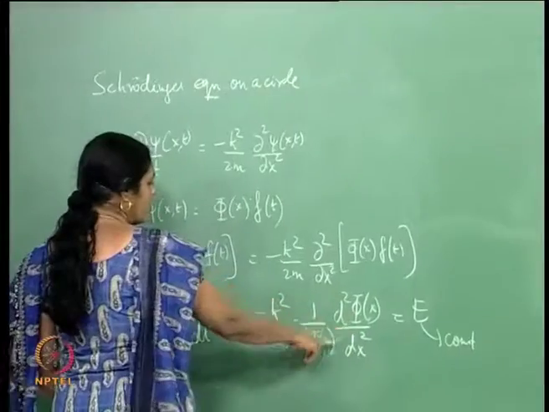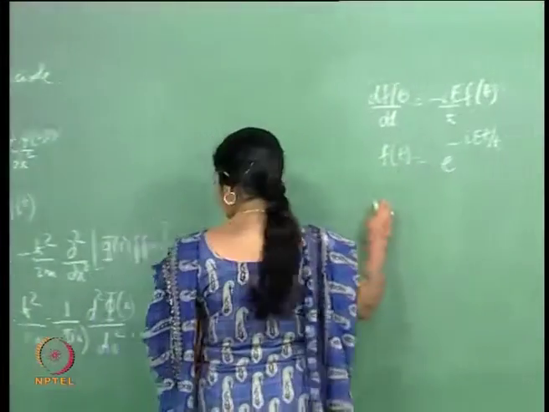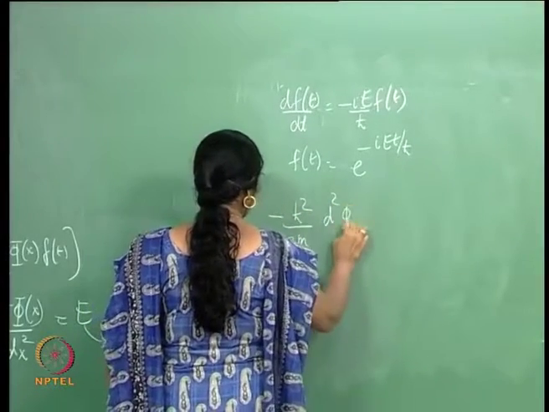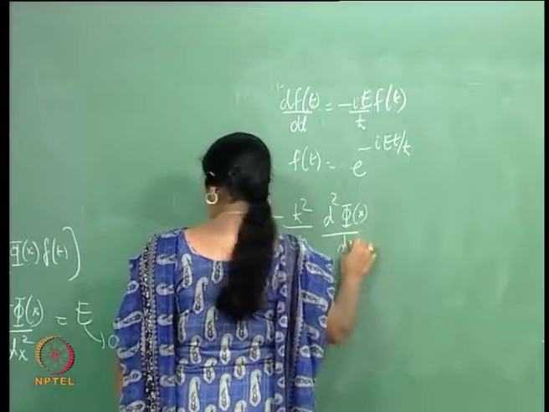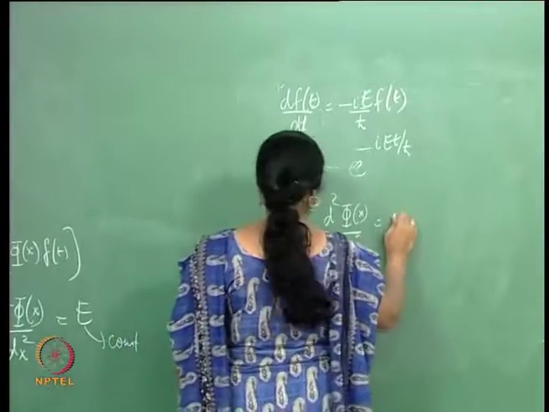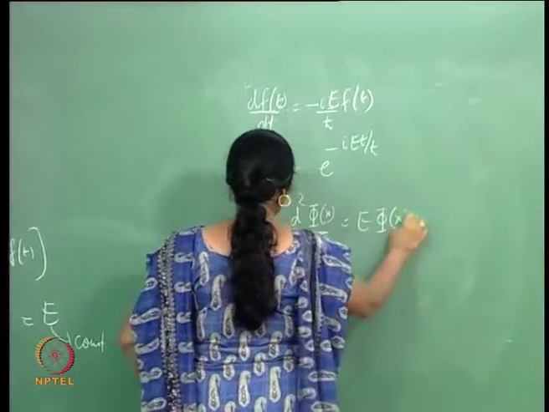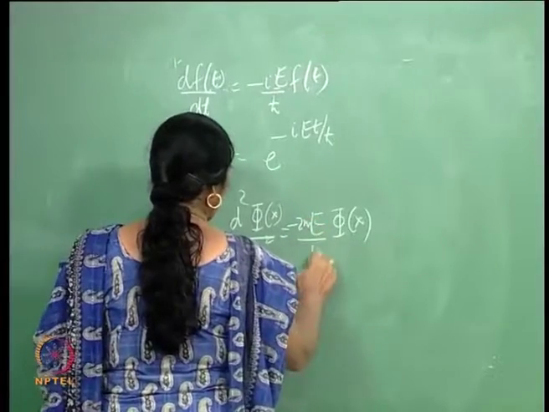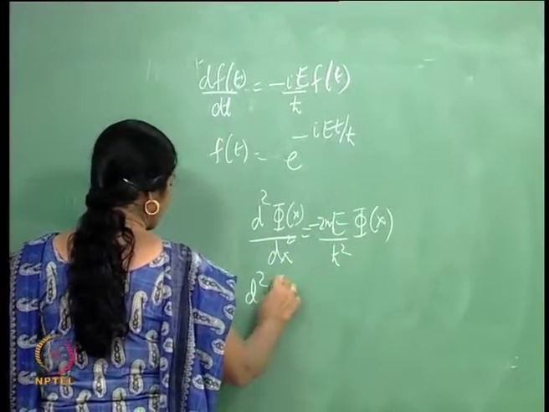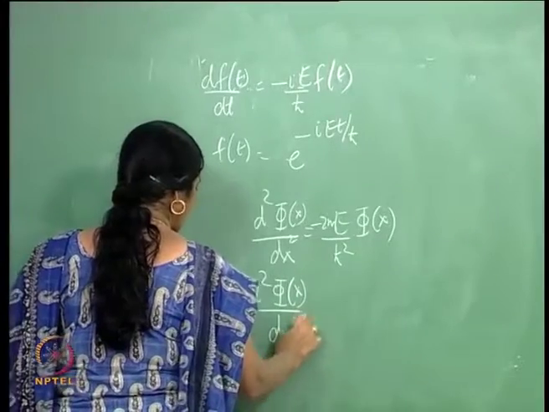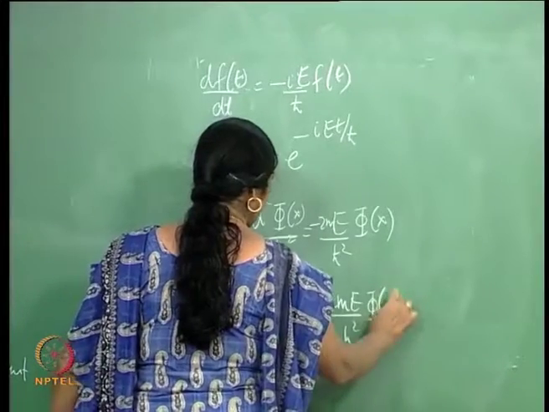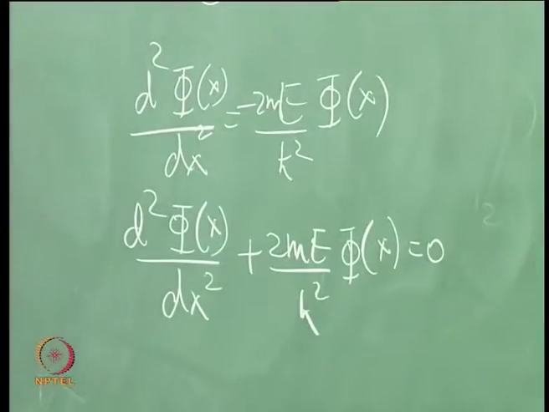Look at the equation for phi of x. I have minus ħ squared by 2m d2 phi of x by dx squared equals E phi of x. So, take this to that side. This is equal to minus 2m E by ħ squared, and therefore, d2 phi of x by dx squared plus 2m E by ħ squared phi of x equals 0. So, essentially this is the kind of equation that we have been looking at.